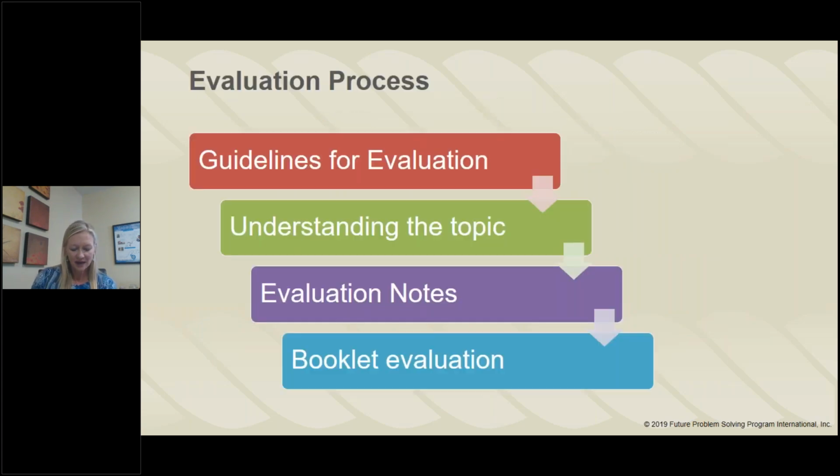We're now going to talk about the evaluation process itself. So the first thing in the red box talks about those guidelines for evaluation. Those are really the guiding force for everything we do in our evaluation. These guidelines are voted on and approved by our governing body, so they are something that we follow and value. That's very important for our evaluators to have a good understanding of those.